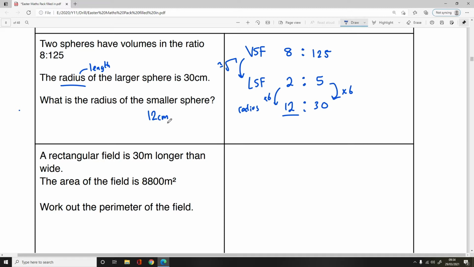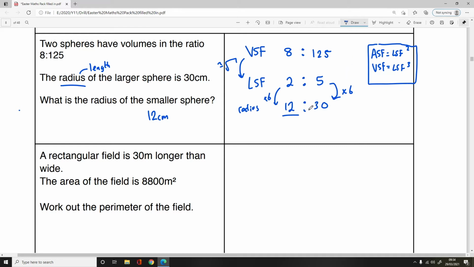So again, the things that you should know basically are that area scale factor is length scale factor squared, and that volume scale factor is length scale factor cubed. And everything else is just messing around with those 2 facts.